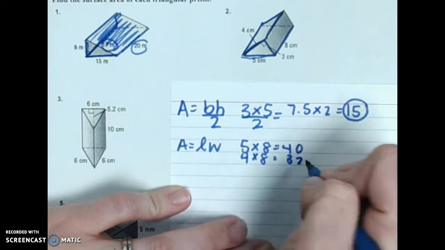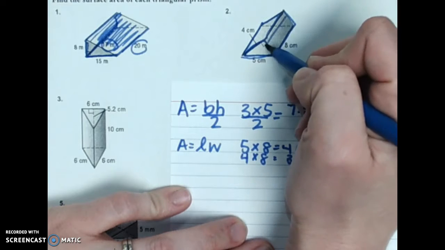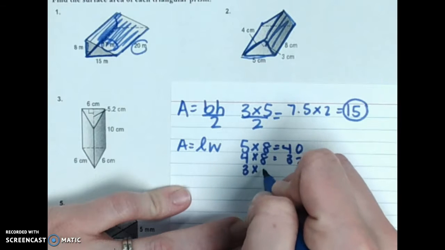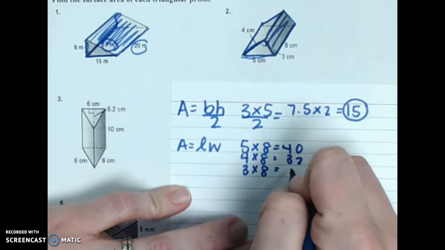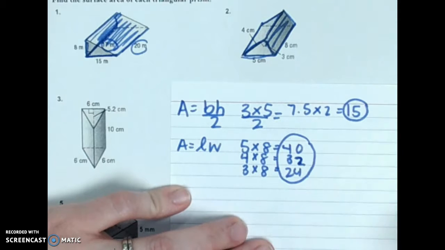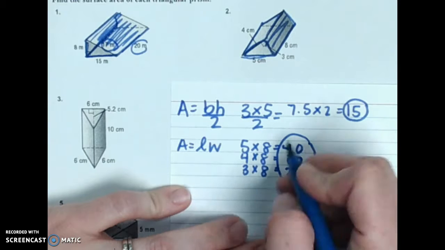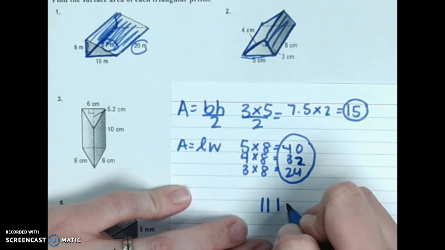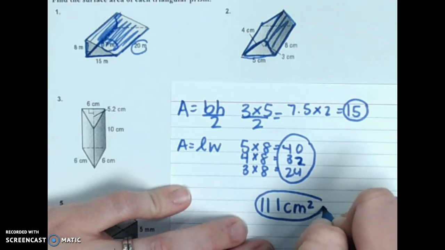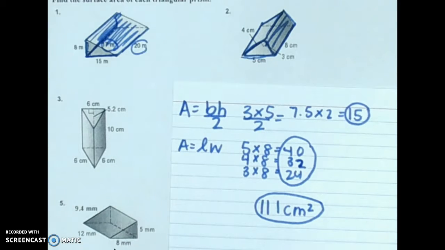Then we're going to do this little chunk right here. And that's 8 times 3. I'm going to do 3 times 8, so all my 8s are the same. And that's 24. So we're going to add 40, 32, and 24 with 15. And we get 111 centimeters squared.